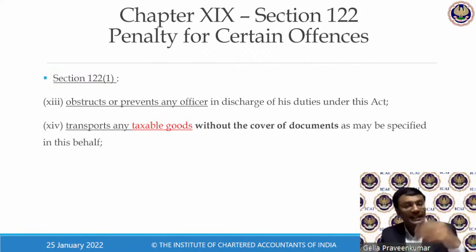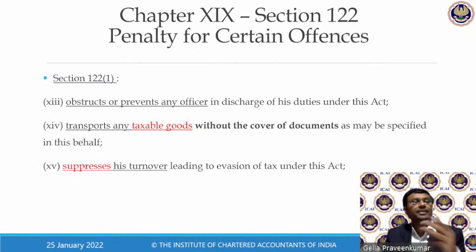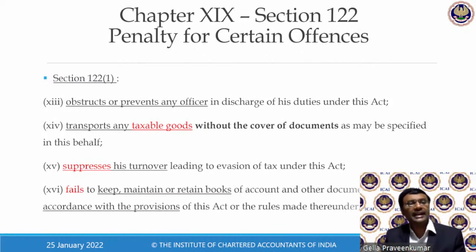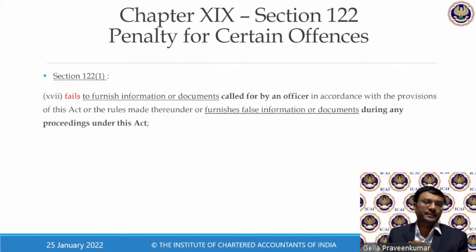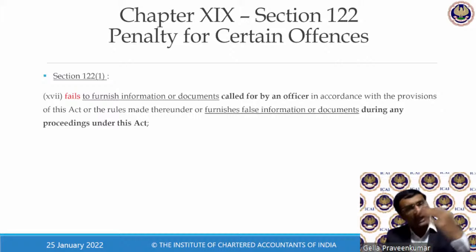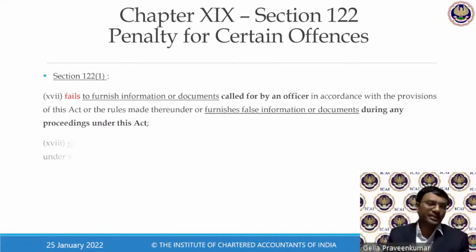If there is an intention to evade payment of tax, again, I call this a fraud. Suppression of turnover is purely a fraudulent activity. Failing to keep books of accounts as per the timeline specified, I would say, is a procedural lacuna. Failing to furnish the information called for by an officer, again, I call a procedural lacuna. When we go to sections 150 and 151, you'll understand why I call this a procedural lacuna.